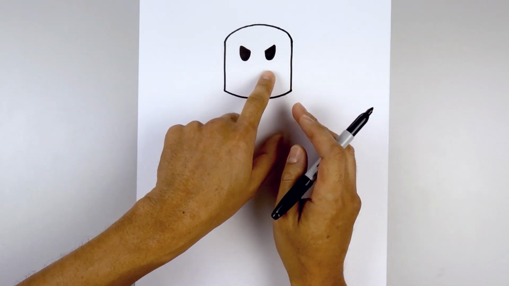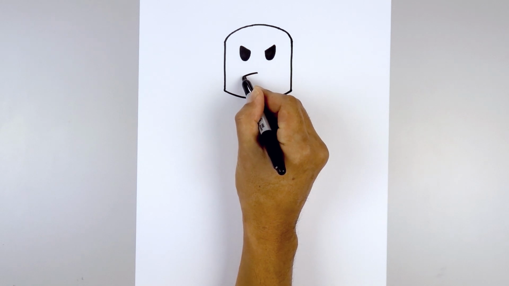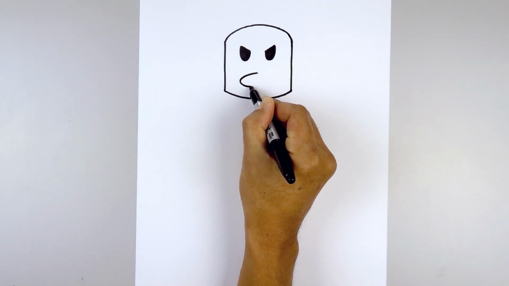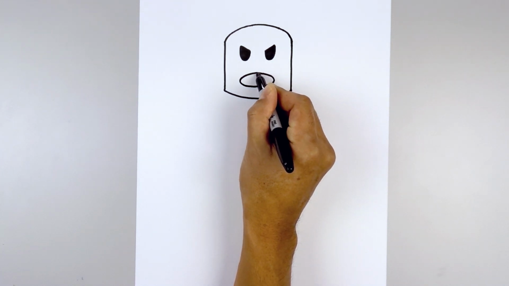Now at the bottom of the head, we're going to draw a sideways oval for the mouth. So we start in the center, curve out, round out the sides, come down the middle, and we'll bring that back up on the right to the very top.